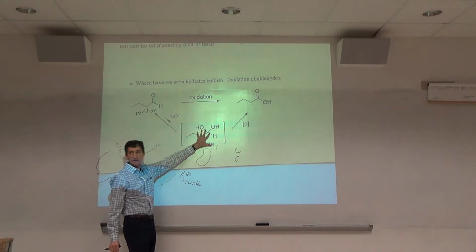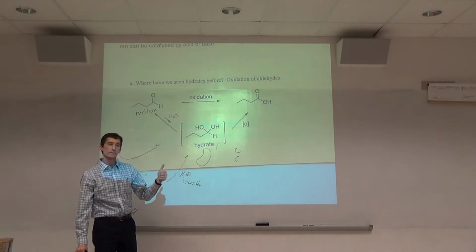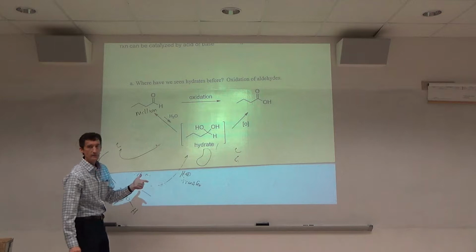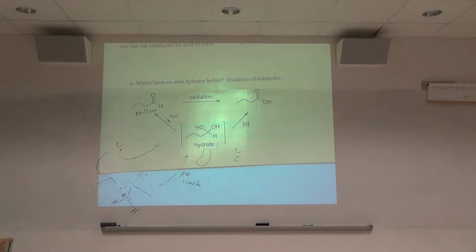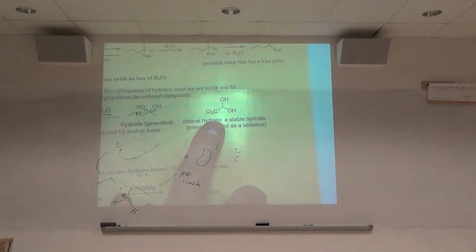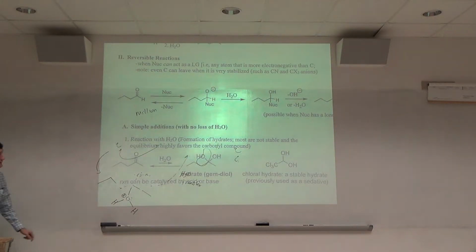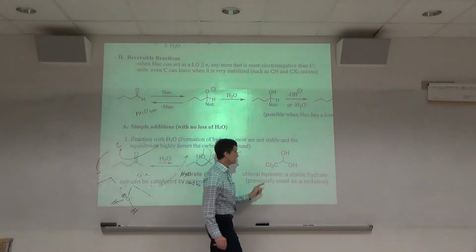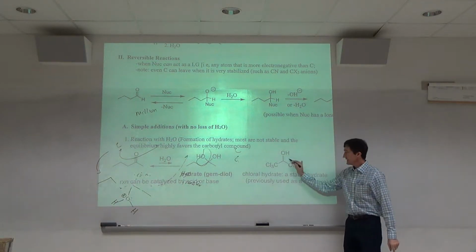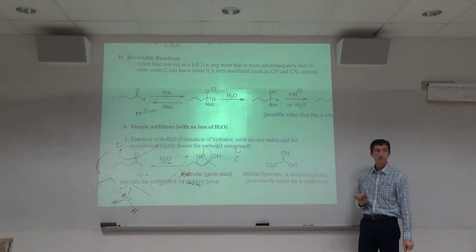So you pretty much can't isolate these, but they're important to know about in mechanisms. You may see them in biochemistry. Some you can isolate. For example, this is called chloral hydrate. That exists in this structure.